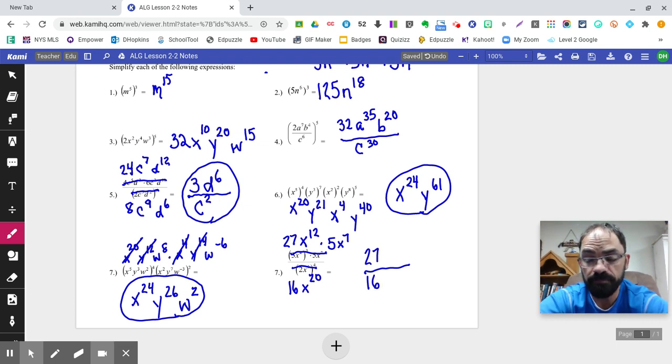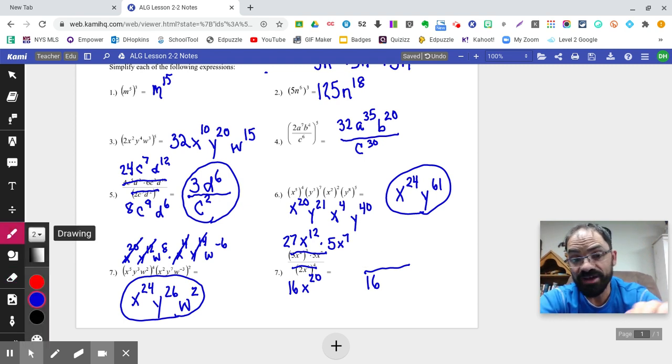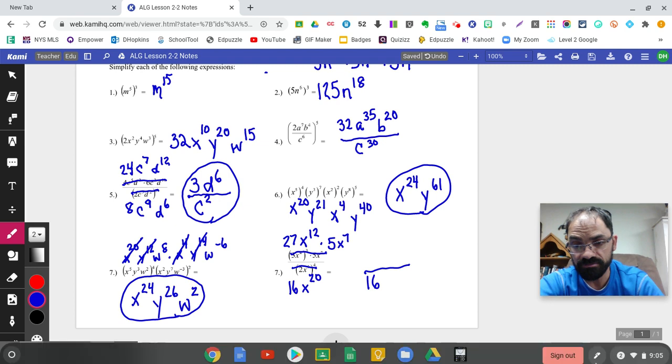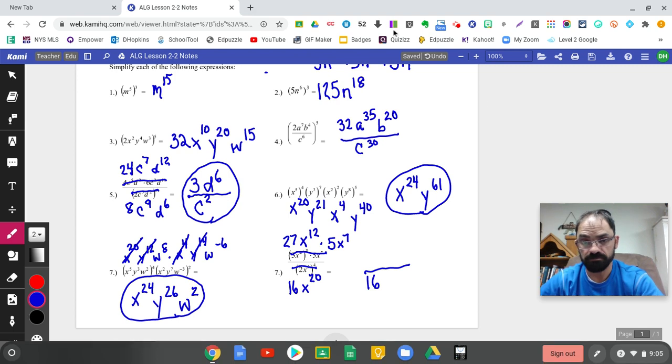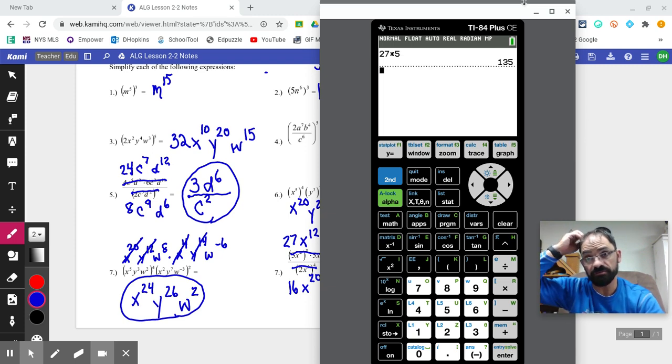Let's see what else we have. X to the 12th times x to the 7th. Oh, I forgot the 5 out here. So we still have to multiply by 5. So I can erase that. 27 times 5. Where's the math on that one? Once I find my cursor. There it is. 27 times 5 is 135.